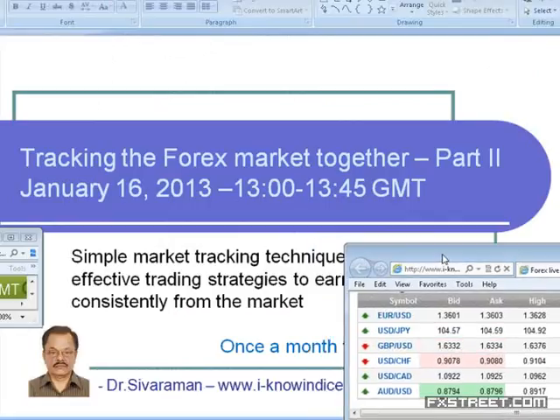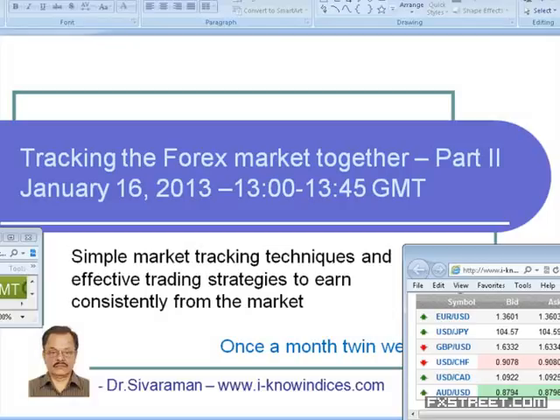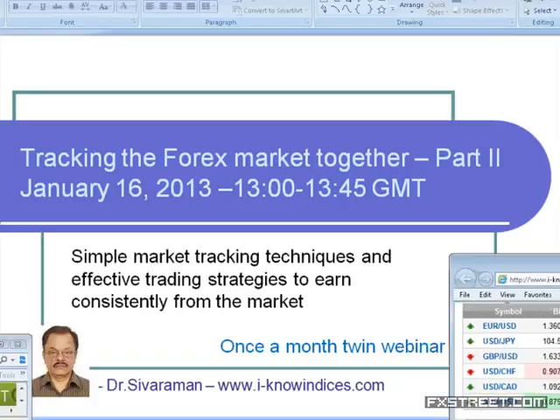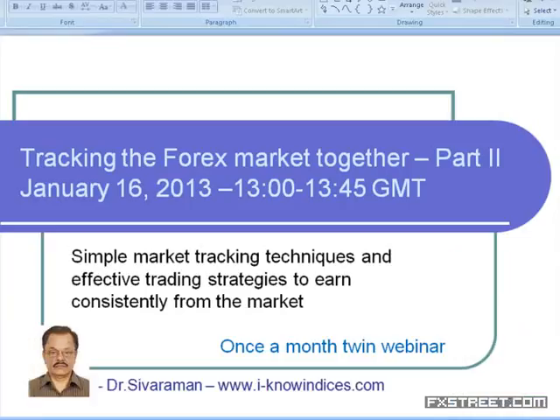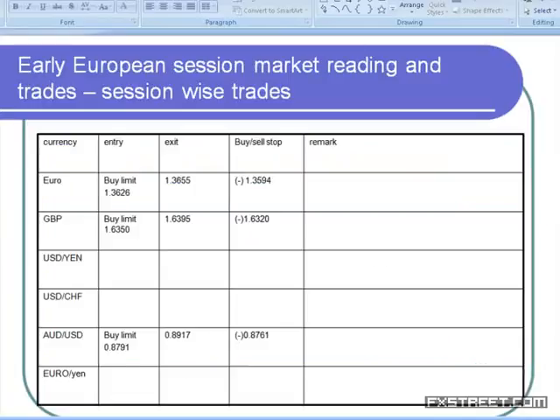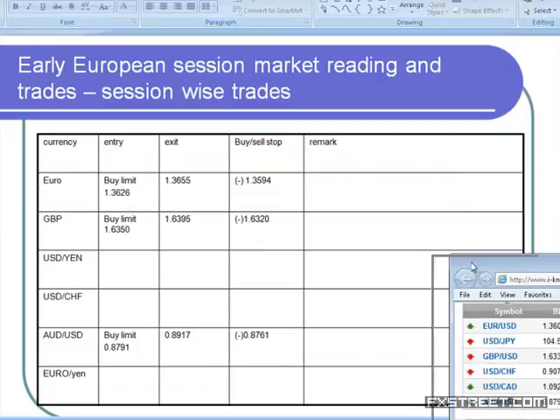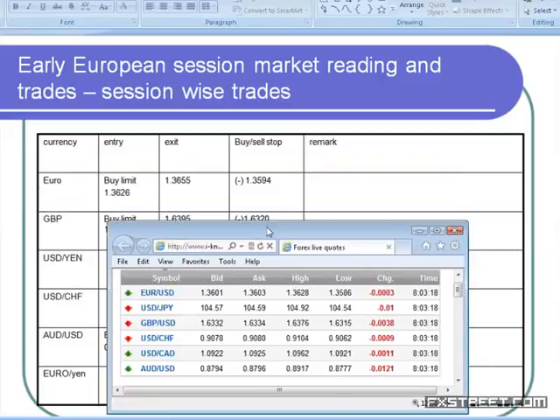Then we are in part 2. In part 1, I had taken some positions and we would like to know what happened to those positions. I'll also explain the current market condition when compared to the initial lows and highs at around 3:30 GMT. These are the positions I entered into the market during part 1 of this webinar. And currently, let us compare it with the other market.